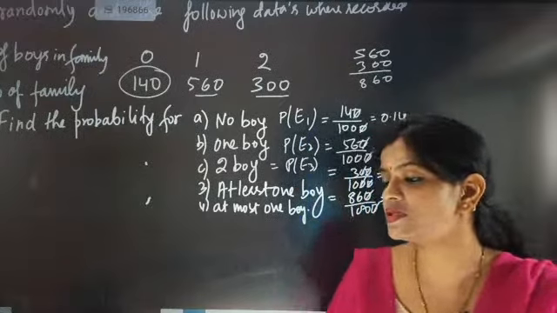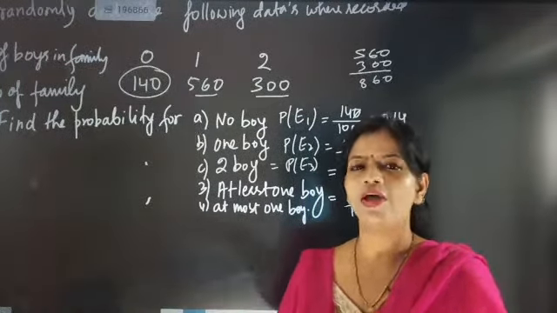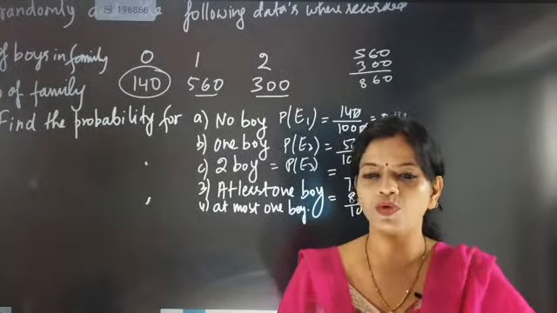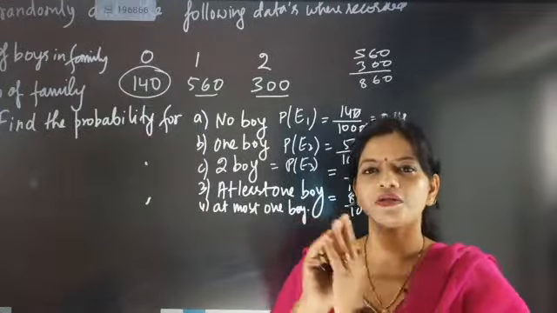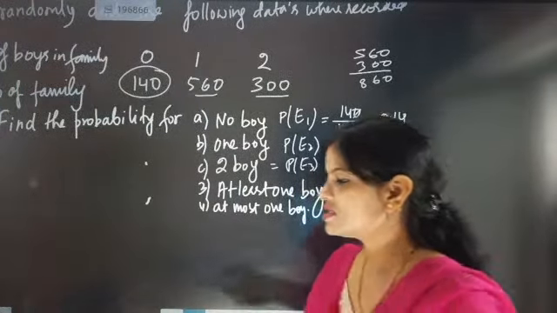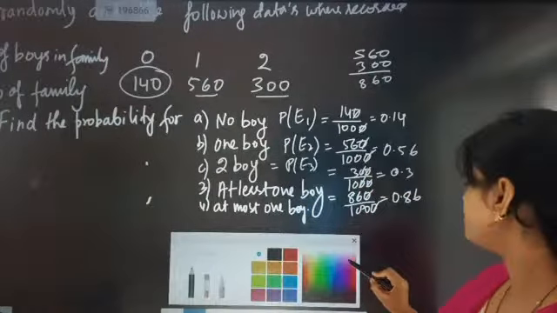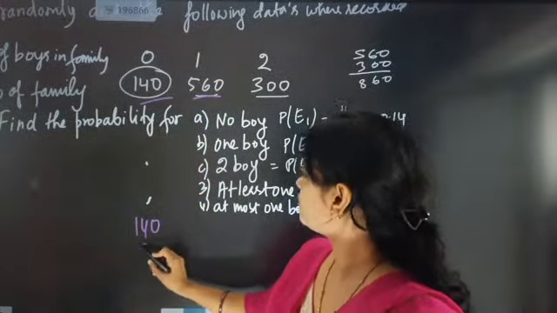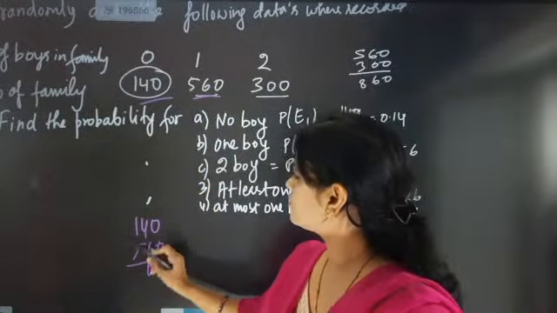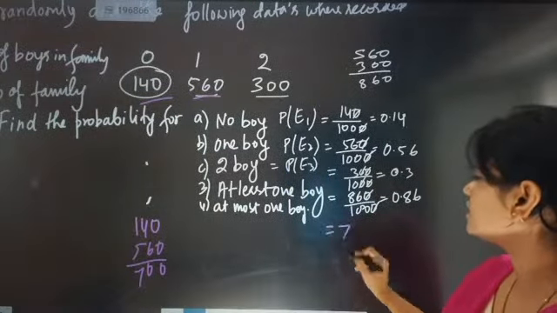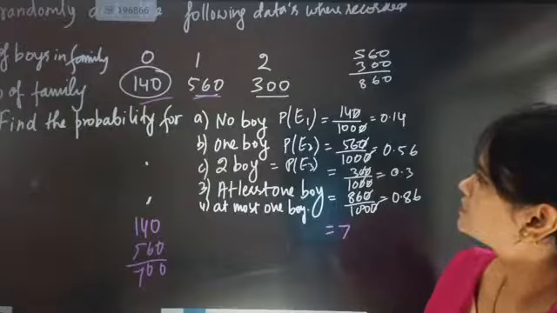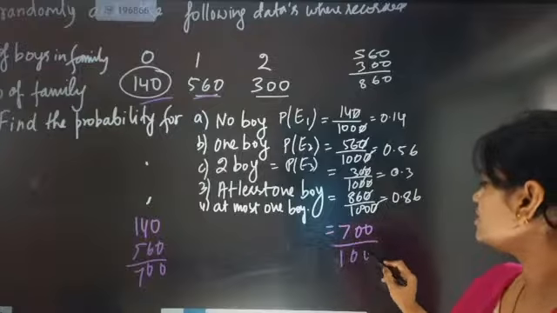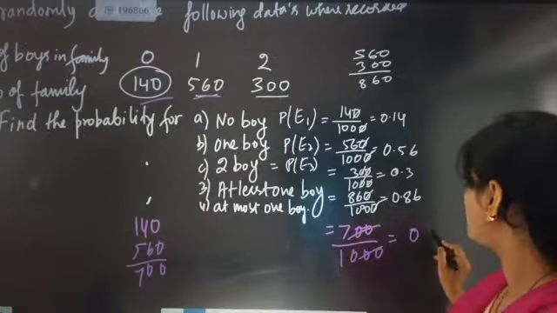At most one boy. At most one boy means no 2 boys. Either one boy or no boy. It means either in the family both the children will be girls, or the children will be one boy, one girl. So this time we are going to add these 2: 140 and 560. So 700 such families are there, and the probability of getting this is 0.7.